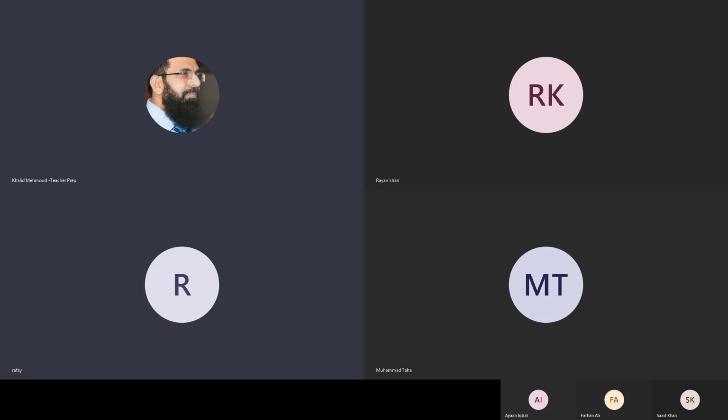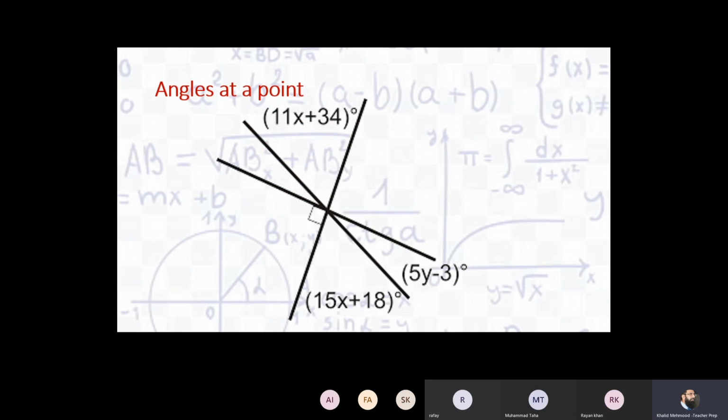Yes, this is the last type of problem. Now here's the shape. In this shape, how will we solve? Now let's check it out. I'm just giving a hint, and I will not be solving it. I'll leave it for you to solve.